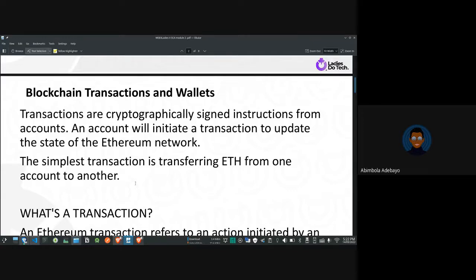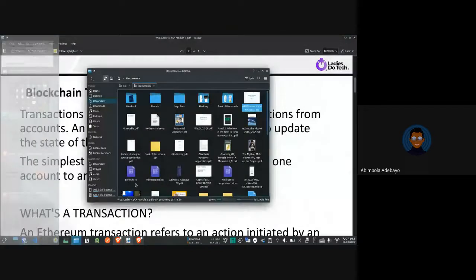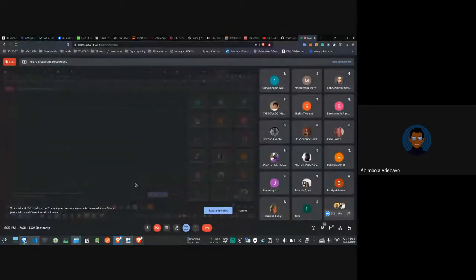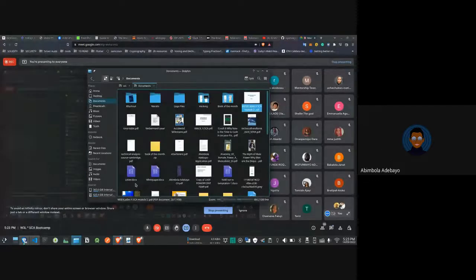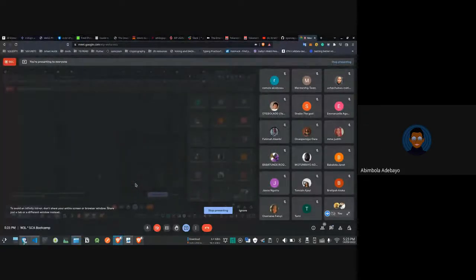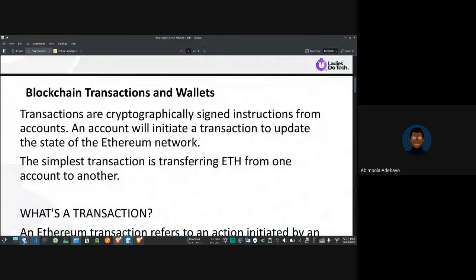Let's say Emanuela has ETH and she wants to transfer it to, sorry, let me use the names of people in this class. So let's say Judith. That's the way it works with a transaction.